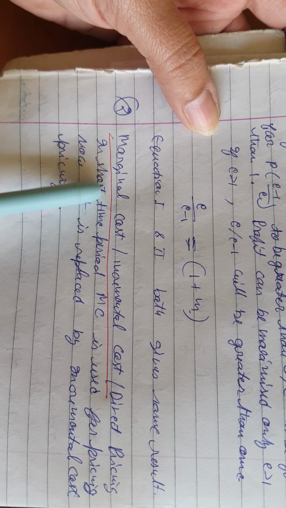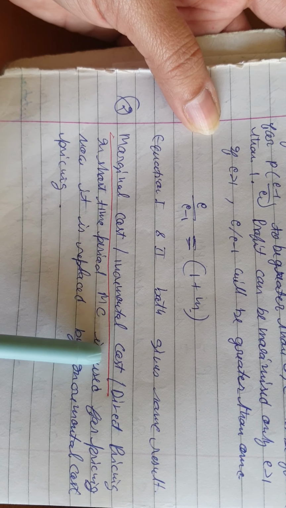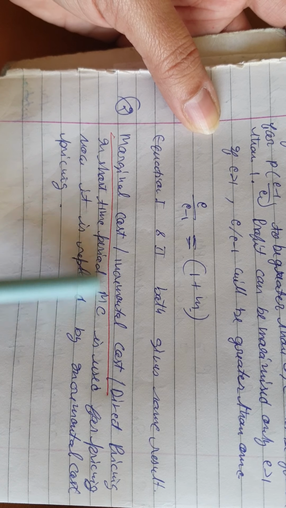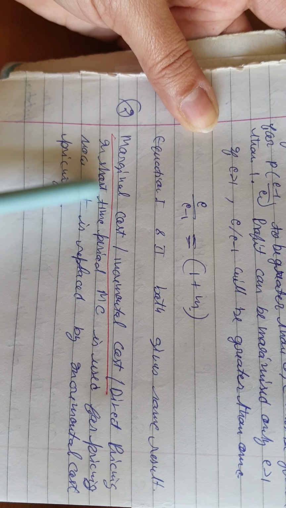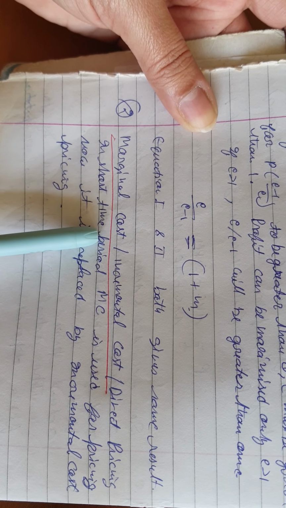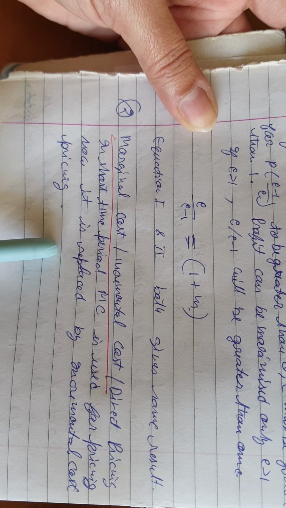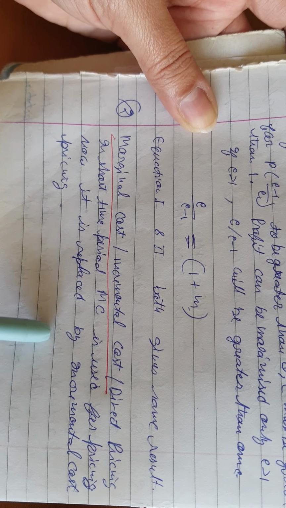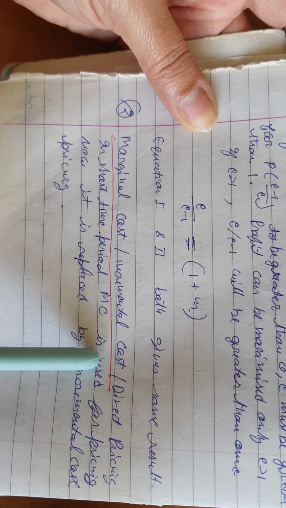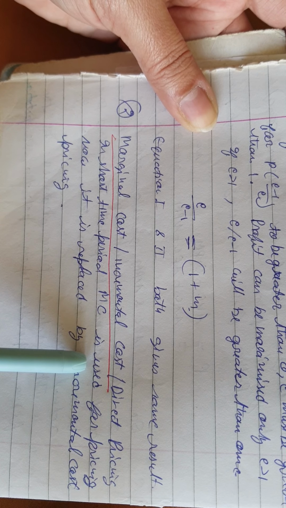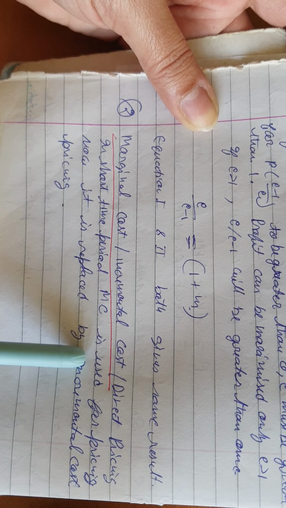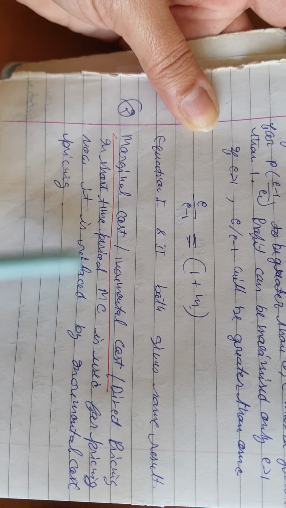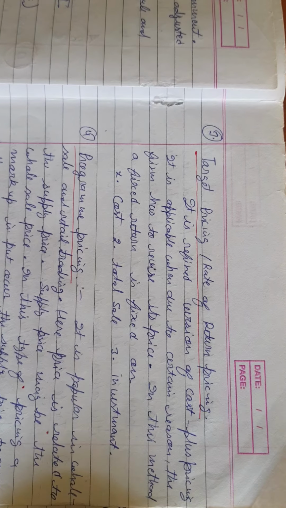Next is marginal cost pricing and incremental cost pricing. These pricing we have already discussed in previous chapters. In marginal cost pricing, we use the formula marginal cost should be equal to marginal revenue, and in incremental cost pricing we calculate our price on the basis of bulk increase in the production, maybe by 10 units, maybe by 100 units. So these are marginal cost and incremental cost principles.